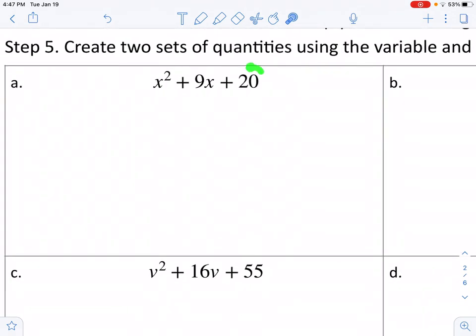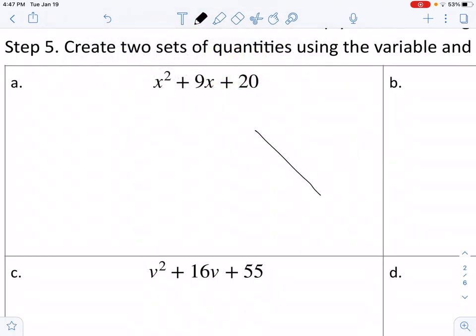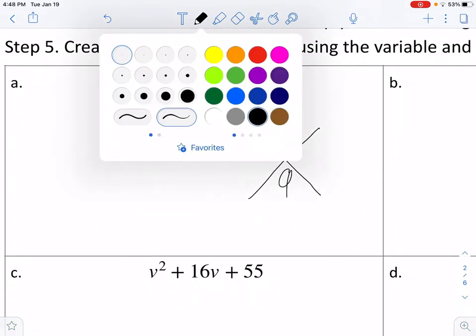So, okay, fill out the X factor. And I'm going to do this quickly in my head. But I've given you strategies. I've shown you. So 20 and 9. And that's going to be 4 times 5.